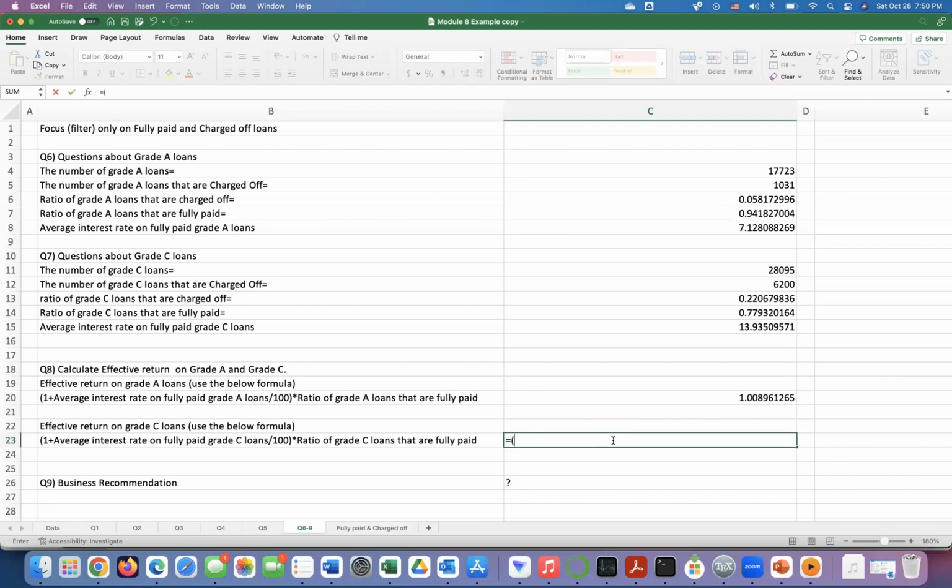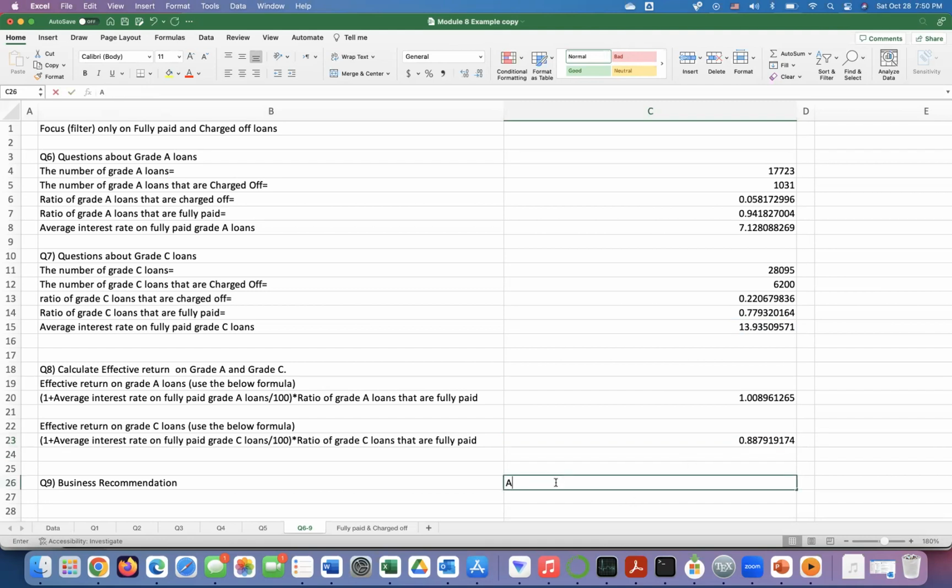Equals, open the parentheses, 1 plus the interest rates on them. I said A plus. No, I meant 1 plus. This guy divided by 100, times this 0.779 that they're getting paid. This one, return is less than 1. The bank is not getting even its principal money. It's a bad investment.